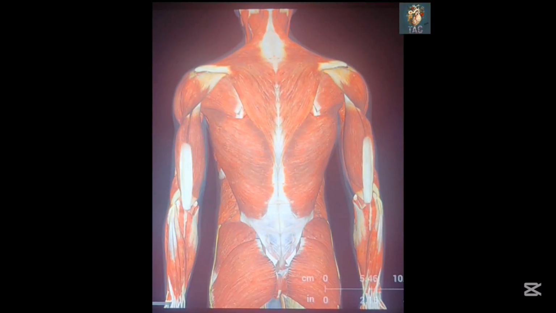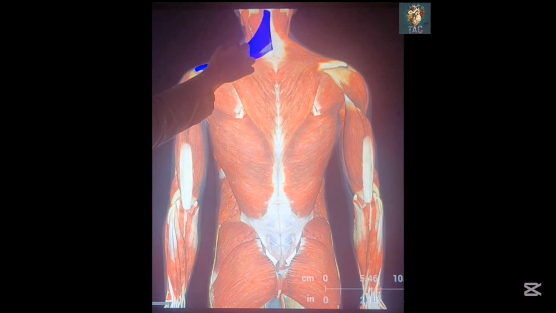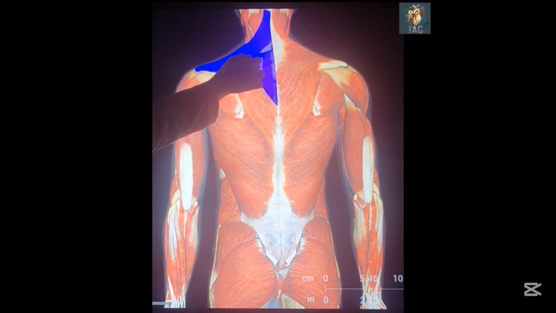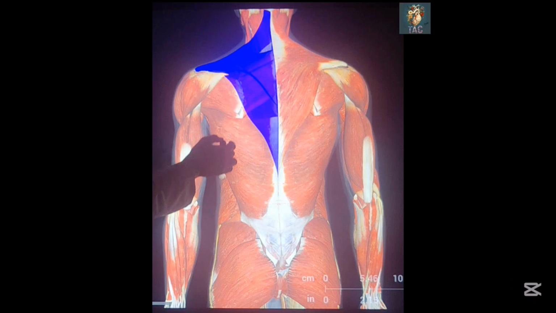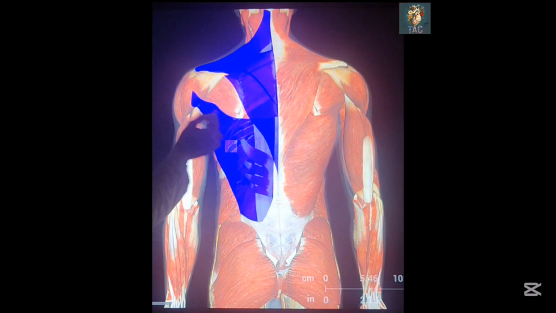In today's class we are going to discuss the muscles of the back on the Anatomage table. So muscles of the back are basically classified into two groups. The superficial group contains two muscles, and these are the ones over here. This one is the trapezius muscle, and the other muscle which is present over here is the latissimus dorsi. So these are the two muscles which are present in the superficial compartment.